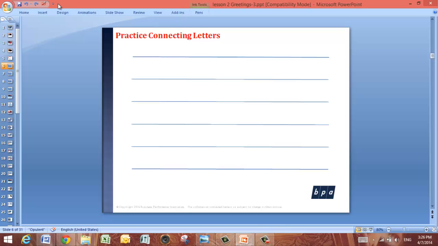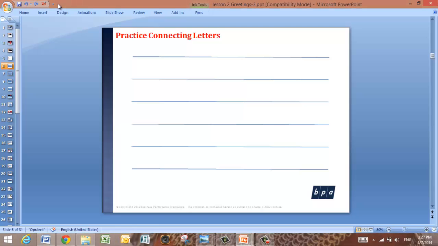So let's practice connecting letters. We will use the same phrases that we used in the previous slide for illustration. Remember that Arabic is written from right to left, and the letters, as you write them, you'll start from the right or from the top depending on the shape of the letter. I put some lines here on the slide to illustrate how the letters are written with respect to the line, so keep that in mind.